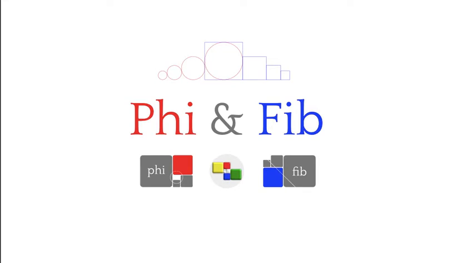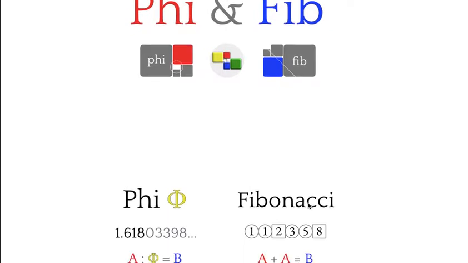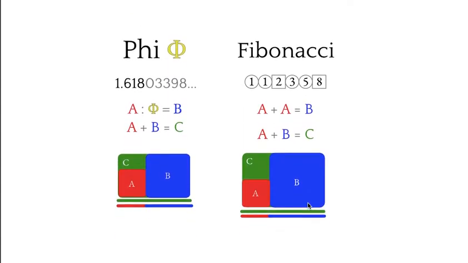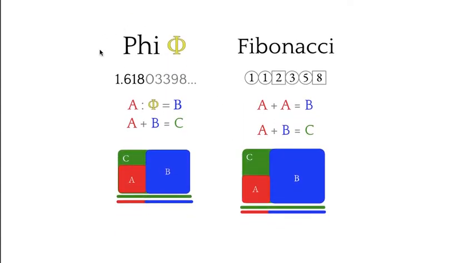Little quick video on Phi and Fibonacci. They are intimately connected, and this is how. So as you know, Phi is this number 1.618 that goes on forever like pi, but makes a nice little number here as 1.618.